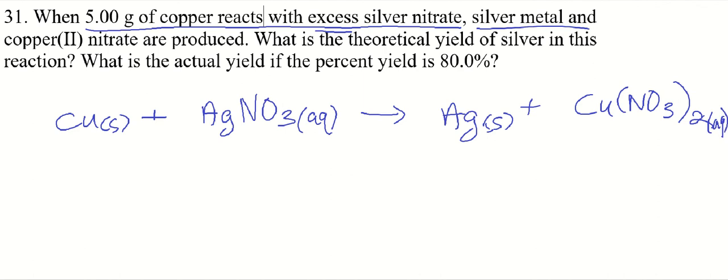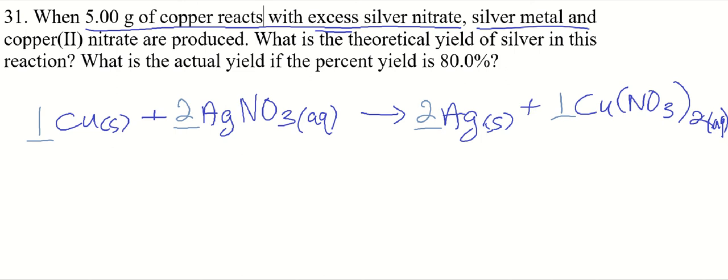Let's balance this. Coppers are balanced, silvers are balanced. All right, nitrate, we need a 2 here because there's 2 on the product side. And then that's going to unbalance the silver, so we'll need a 2 there as well. All right, so coefficients are 1, 2, 2, 1. Now we can do the stoichiometry.